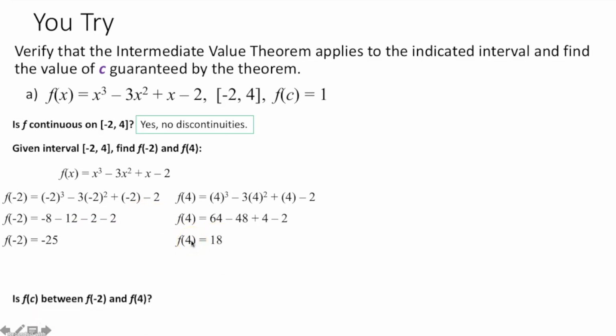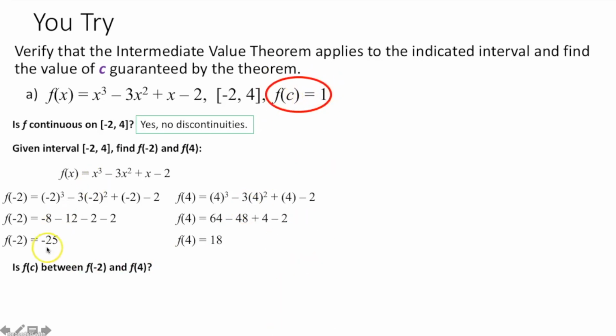Now I determine, is f of c between f of -2 and f of 4? So is our given y value that we're looking at, 1, between the two y values associated with our endpoints, -25 and 18? And the answer is yes, 1 is between -25 and 18. Therefore, f of -2 is less than f of c, which is less than f of 4. So we can use the intermediate value theorem. We have a y value that is between the two y values of our endpoints.